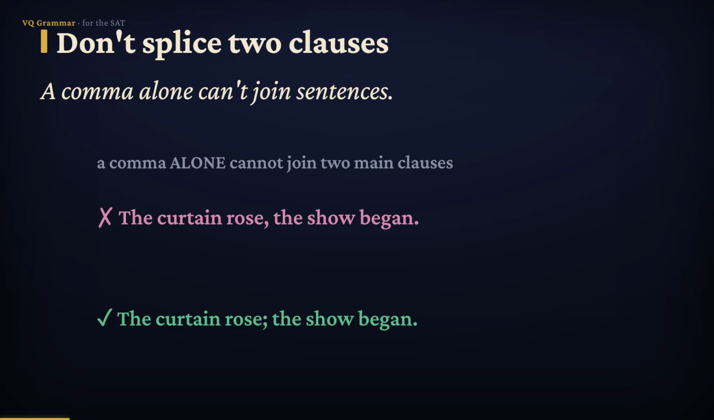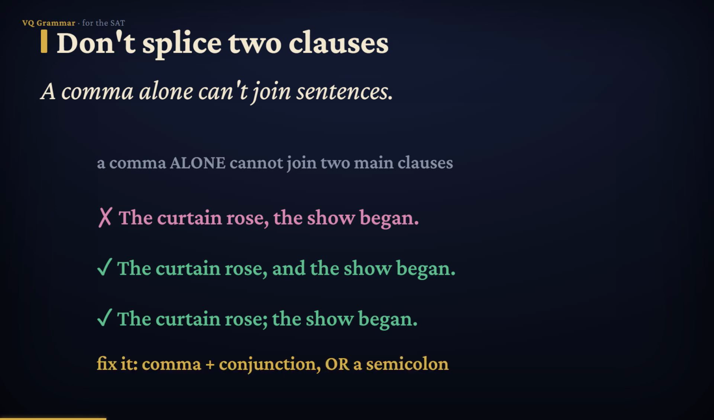You fix it one of two ways. Add a coordinating conjunction after the comma. The curtain rose and the show began. Or swap the comma for a semicolon. The curtain rose, semicolon, the show began. Comma plus conjunction or a semicolon, never a comma alone.